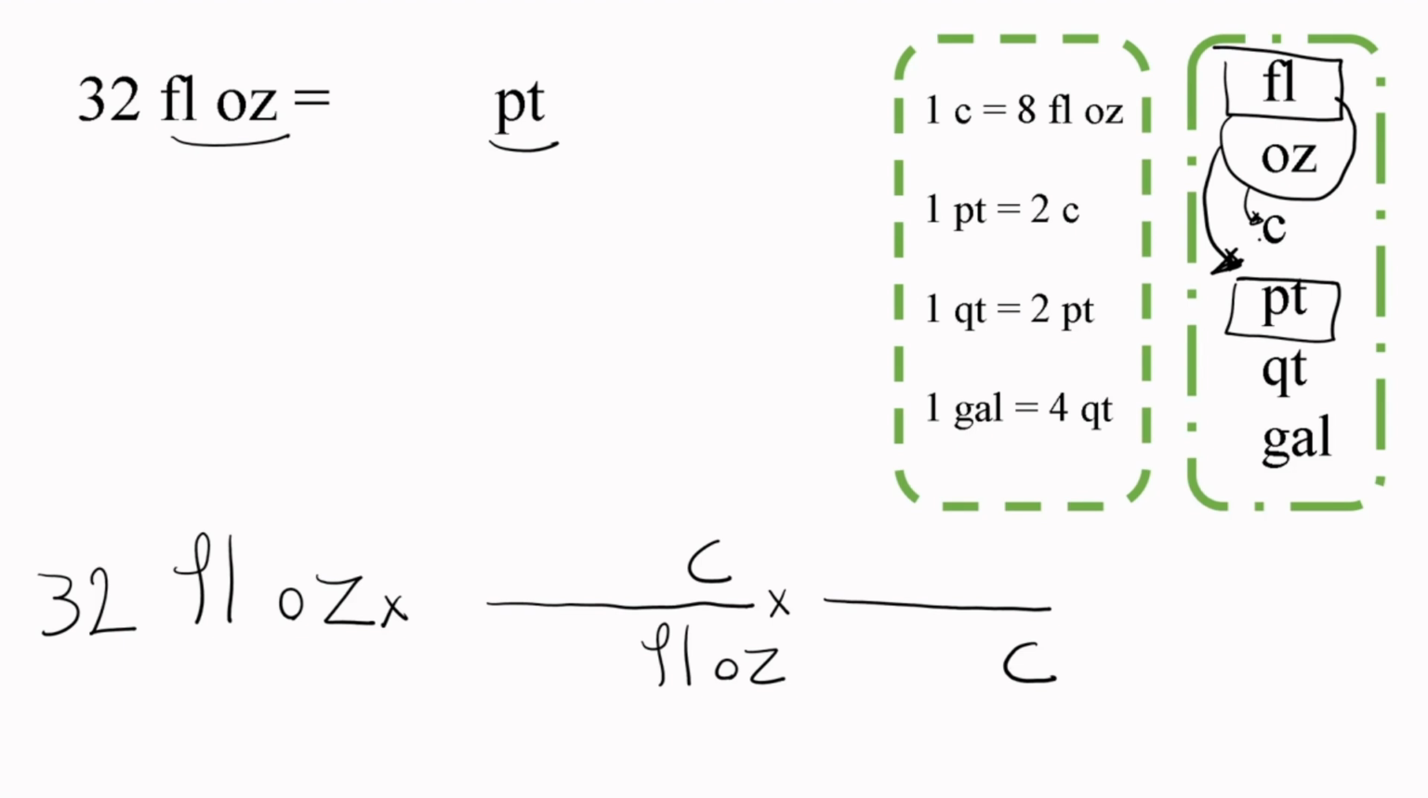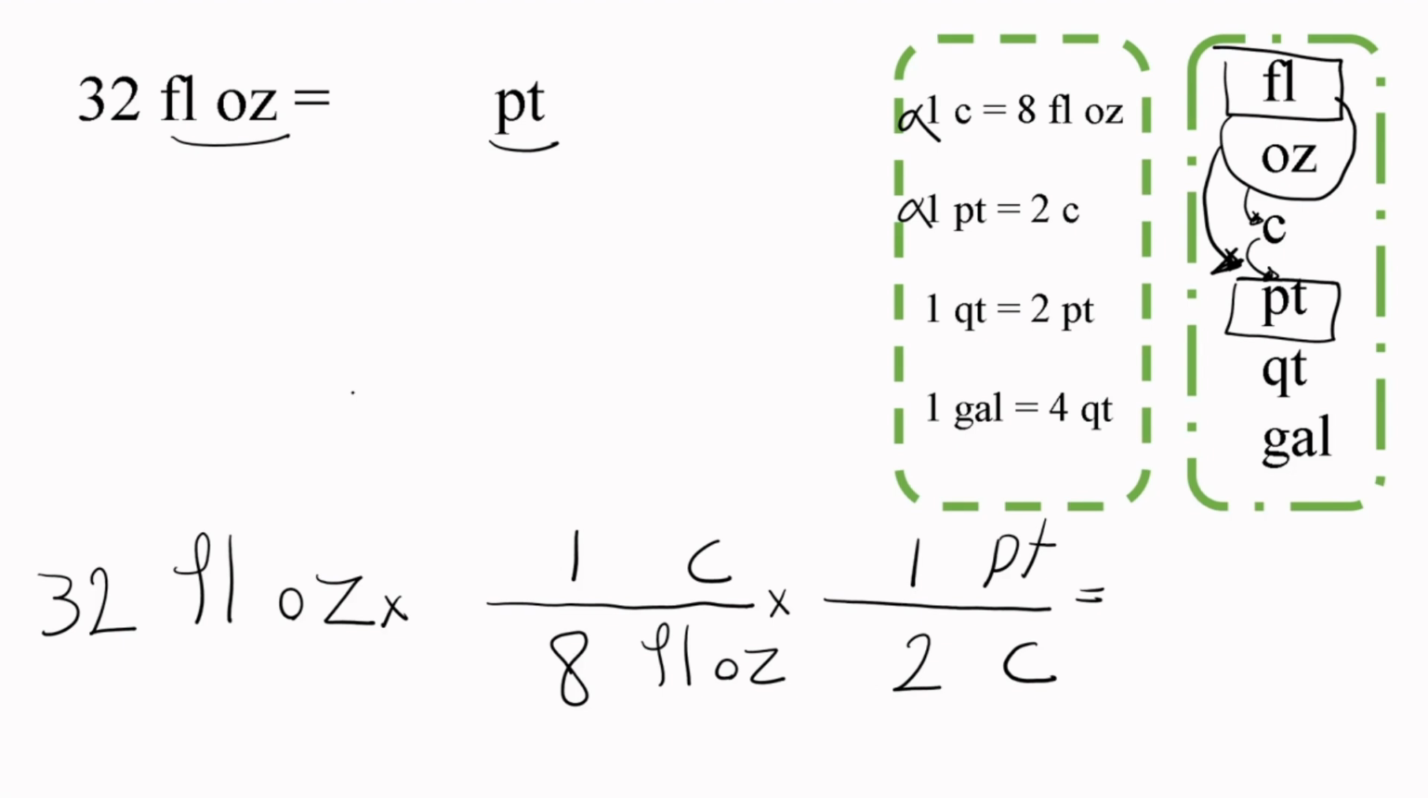And one step larger than cup is pint, which is the desired unit. Equal sign. So let's write the numbers. As you can see, 1 cup is equal to 8 fluid ounces. And as you can see, 1 pint is equal to 2 cups.